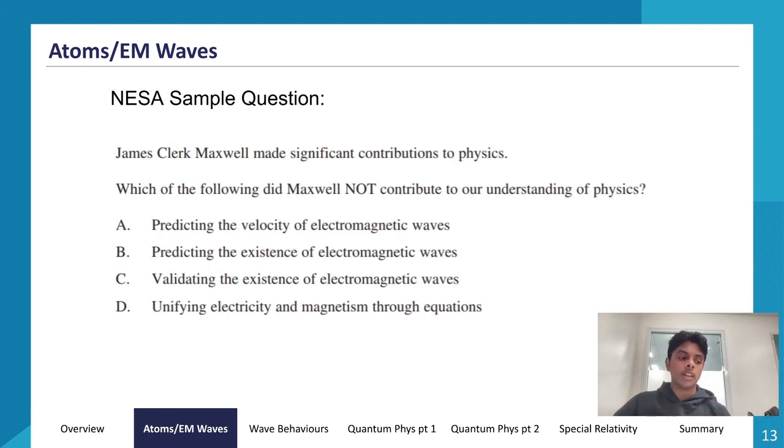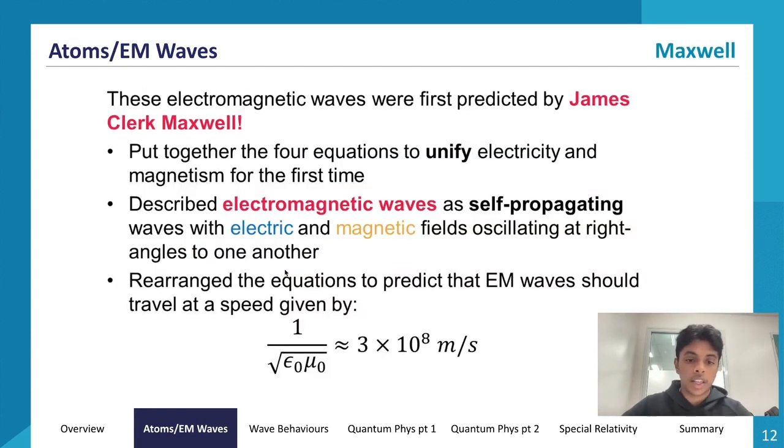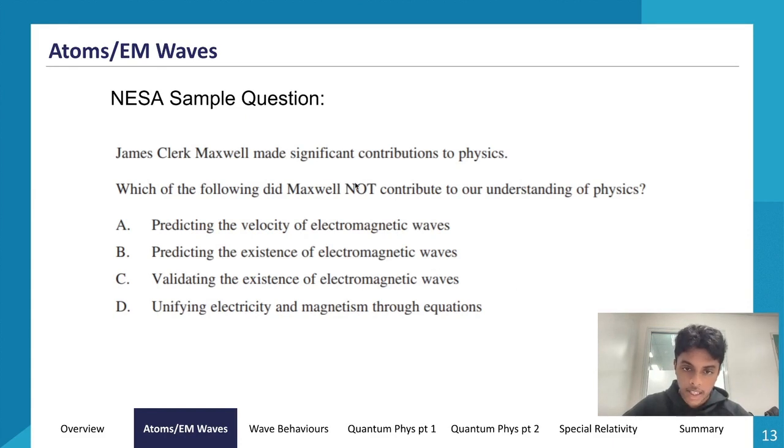Now let's go through a NASA sample question. James Clerk Maxwell made significant contributions to physics. Which of the following did Maxwell not contribute to our understanding of physics? Let's go through this. Did he predict the velocity of electromagnetic waves? Well, yes, he did. He rearranged the equations to predict that EM waves should travel at a speed of 3 times 10 to the 8 meters per second. So he did do A, and so he did contribute that to our understanding of physics.